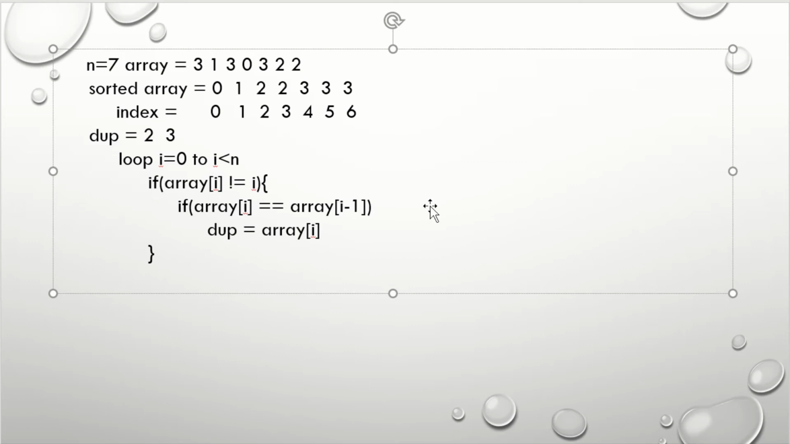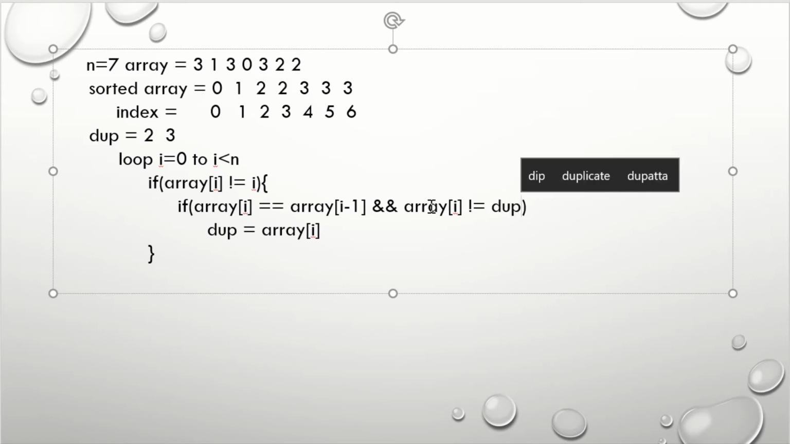Like, ampersand, array of 5 not equal to the last value. No last value. So that here we don't have an extra element of this.